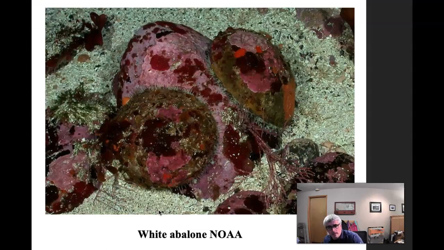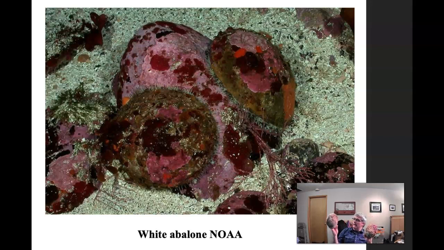Okay, I'm going to give an example here. It's a little show and tell. Now these images up here are white abalone. What I'm going to show are red abalone, but they both have the same issue. So these are both red abalone. Red abalone is the largest abalone species in the world. These are both from Northern California.